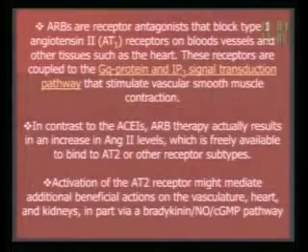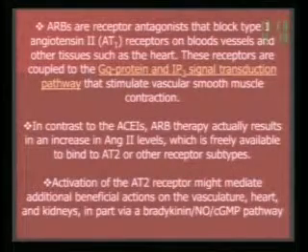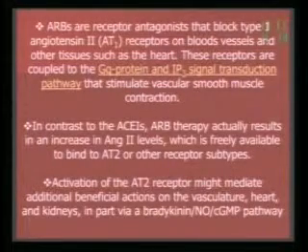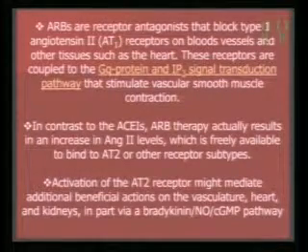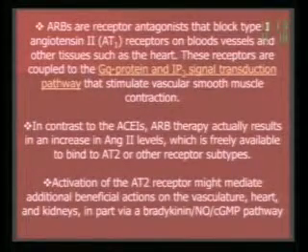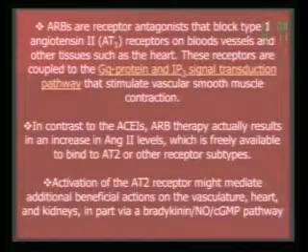ARBs are receptor antagonists that block the type AT1 receptor. These receptors are coupled to the Gq protein and IP3 signal transduction pathway, and that's how they stimulate vascular smooth muscle contraction. So they're basically vasoconstrictors. So ARBs are basically vasodilators.